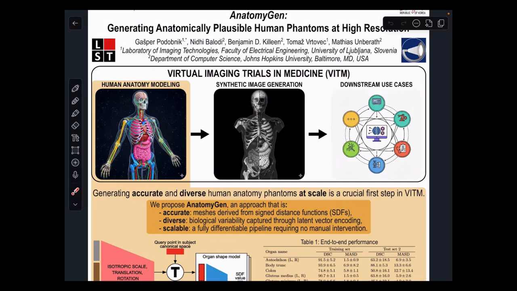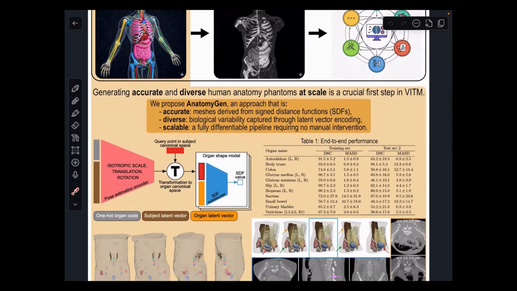So here we propose AnatomyGen, and let me first describe the basic idea. So we have organ-specific shape models. In our case, these are DeepSDF models, where we encode the biological variability in organ shape by the organ latent vector, and then of course we have the DeepSDF auto-decoder, and we train these organ-specific shape models first to capture the organ variability.